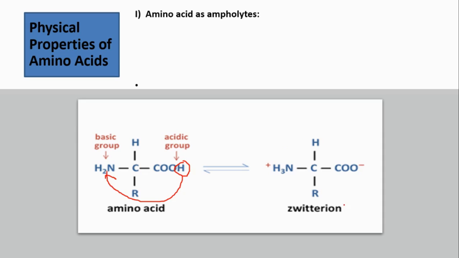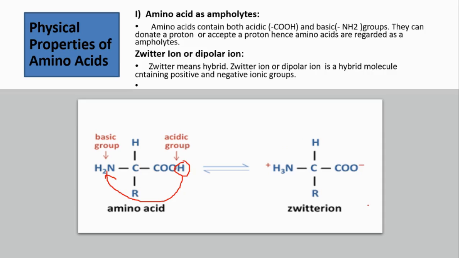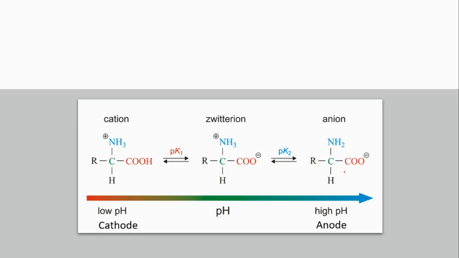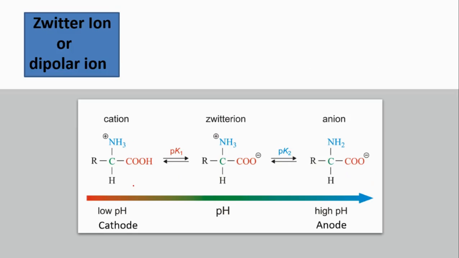This consists of two oppositely charged ions and hence it is called a Zwitter ion. Zwitter means hybrid. A Zwitter ion or dipolar ion is a hybrid molecule containing a positive charge as well as a negative charge. Mostly amino acids exist in the Zwitter ion form. Now, see this reaction of a Zwitter ion or a dipolar ion.